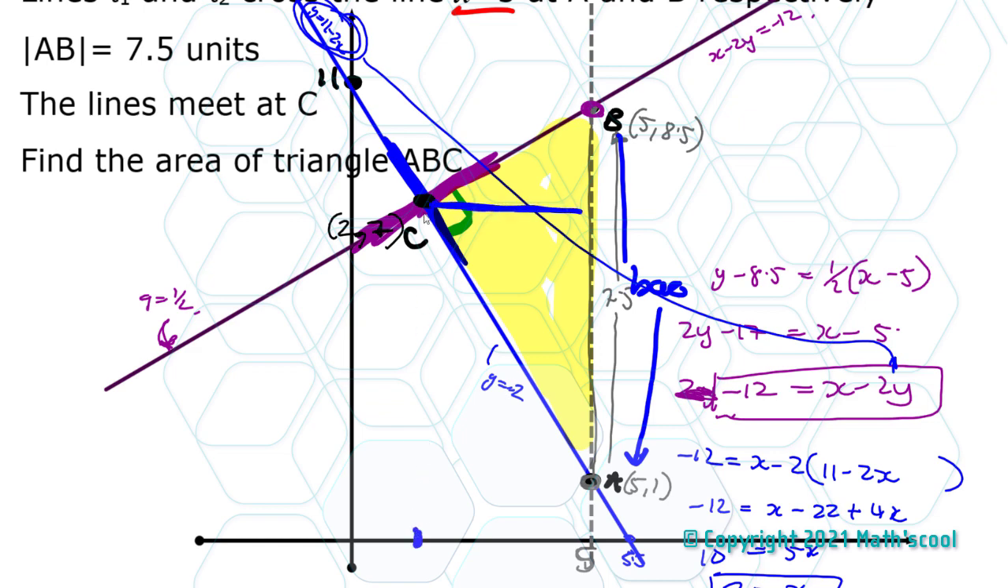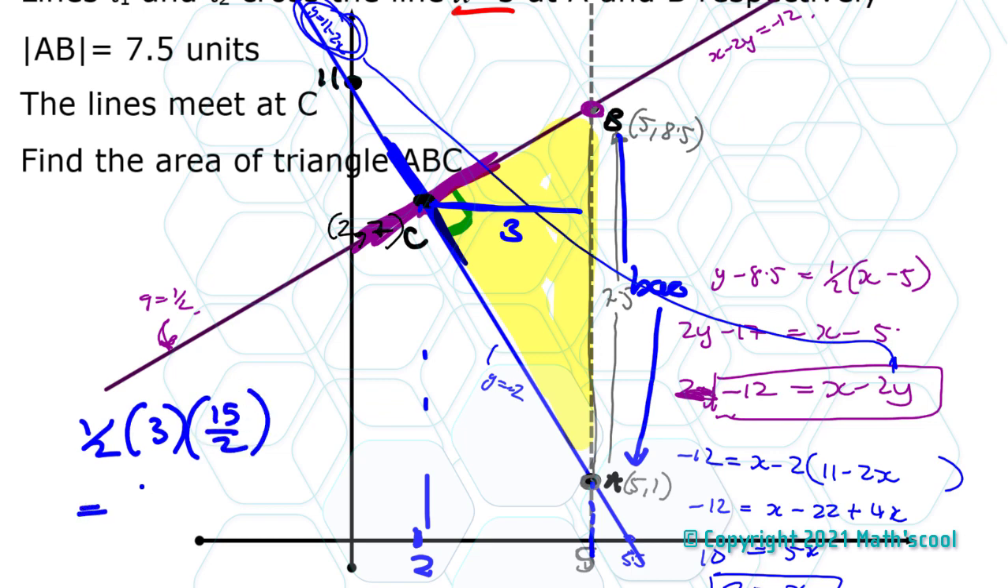I know that this has got an x-coordinate of 2, and I know that this has got an x-coordinate of 5, so that's just 3. And so it's a half times the base, which is 3, times the height, which is 15 over 2. And so that gives us 45 over 4, or 11.25 units squared.